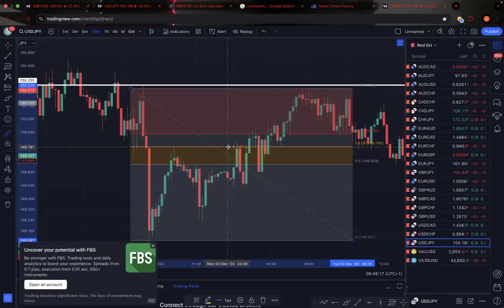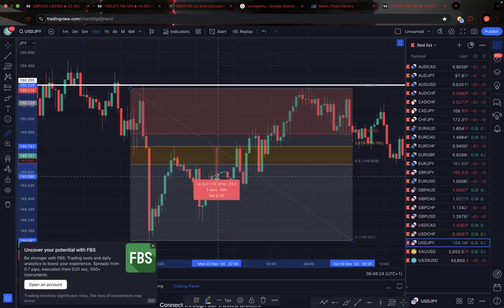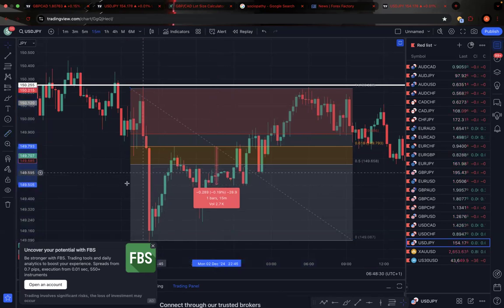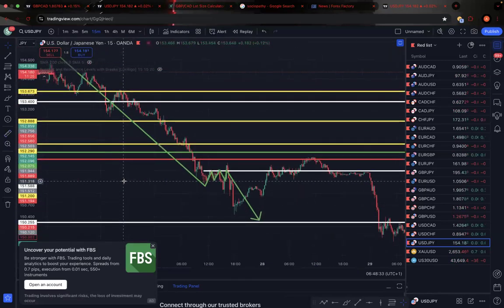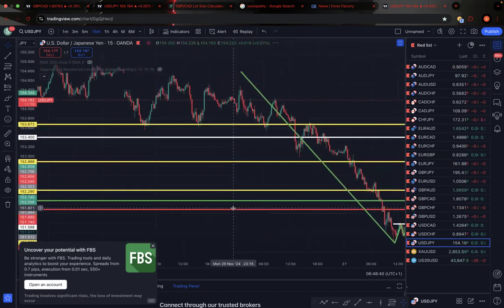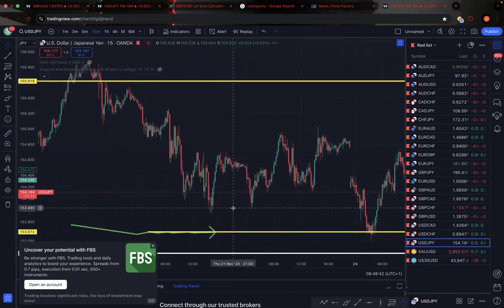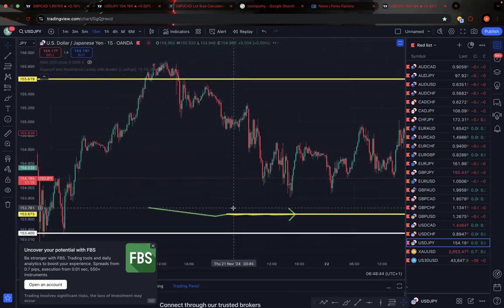SL here was 835, 14. You just check all of them like that. Let me look for one last news that moved the market very well. Let me look for probably NFP or something like that.